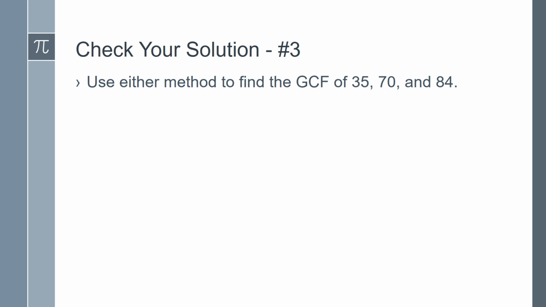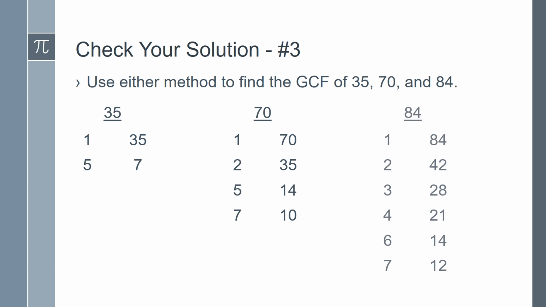I have chosen to use the list of factors method to solve this problem, but either method will work. I started by finding the factor pairs of 35, which are 1 and 35, and 5 and 7. Then I found the factor pairs of 70, 1 and 70, 2 and 35, 5 and 14, 7 and 10. And finally the factor pairs of 84, 1 and 84, 2 and 42, 3 and 28, 4 and 21, 6 and 14, and 7 and 12.